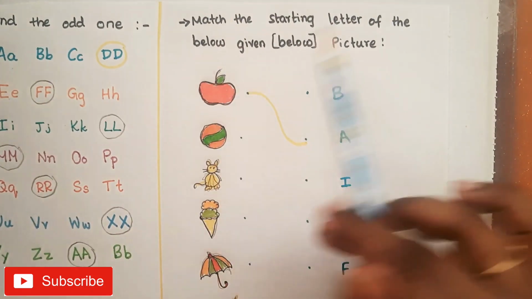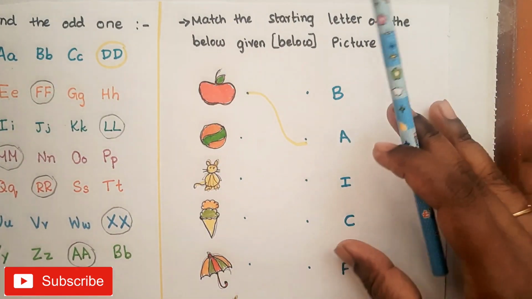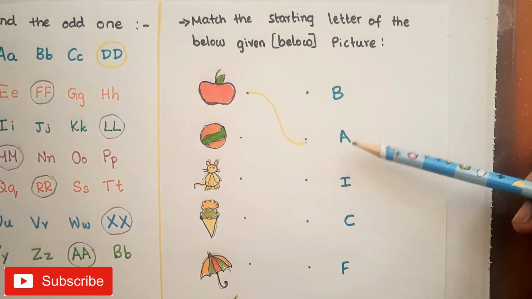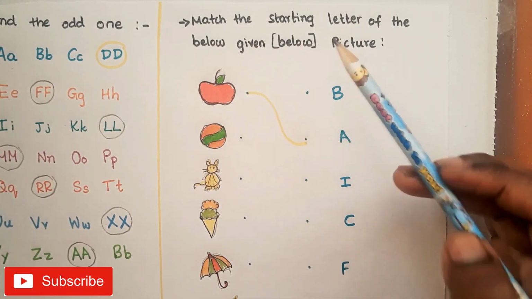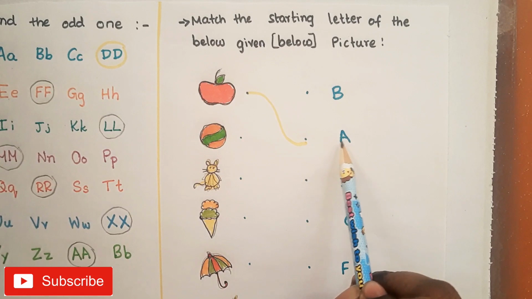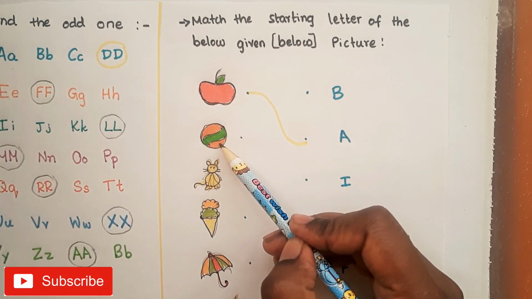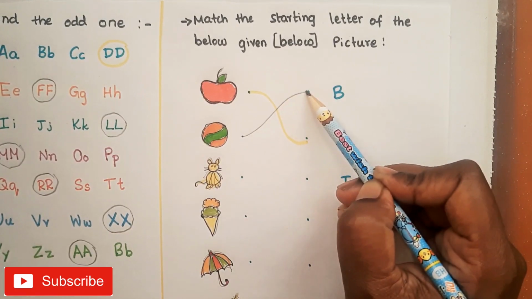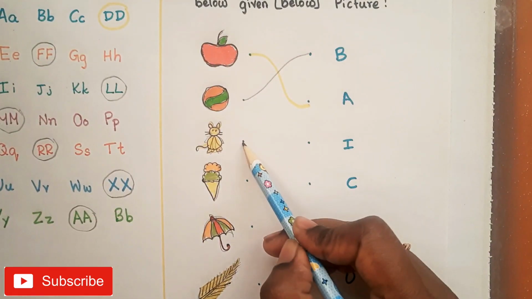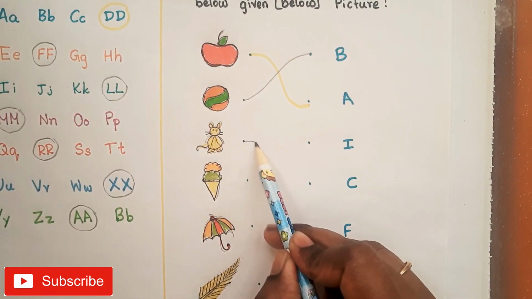Next we have match the starting letter of the below given pictures. The kid needs to identify the starting letter of the picture and match it up. So one I have given here, A, apple. Ball, B. Cat, C.